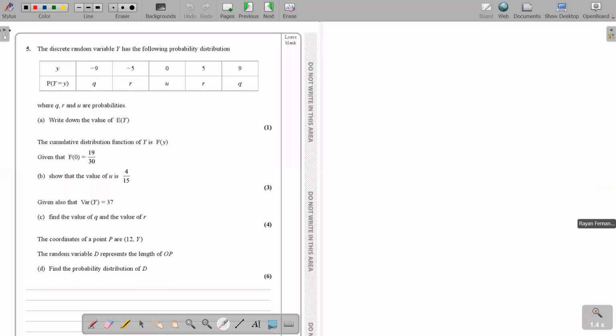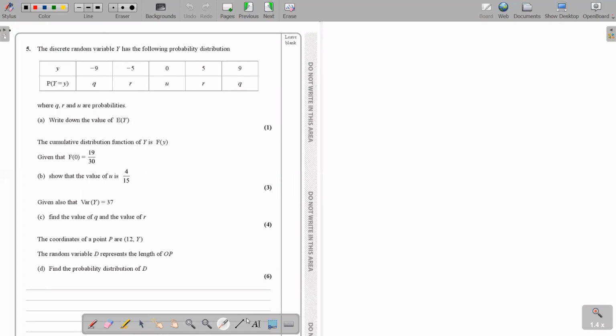Okay, question number 5. The discrete random variable Y has the following probability distribution. So they've given you the y values -9, -5, 0, 5, 9. And here they've given you totally unknown probabilities, right? So they are saying where Q, R, and U are the probabilities. Write down the value of the expected value of Y.